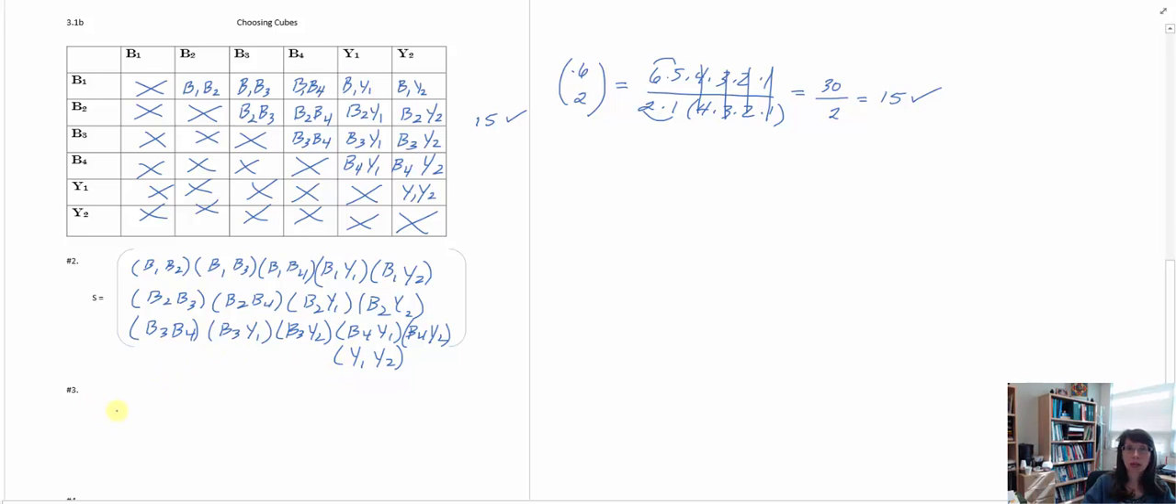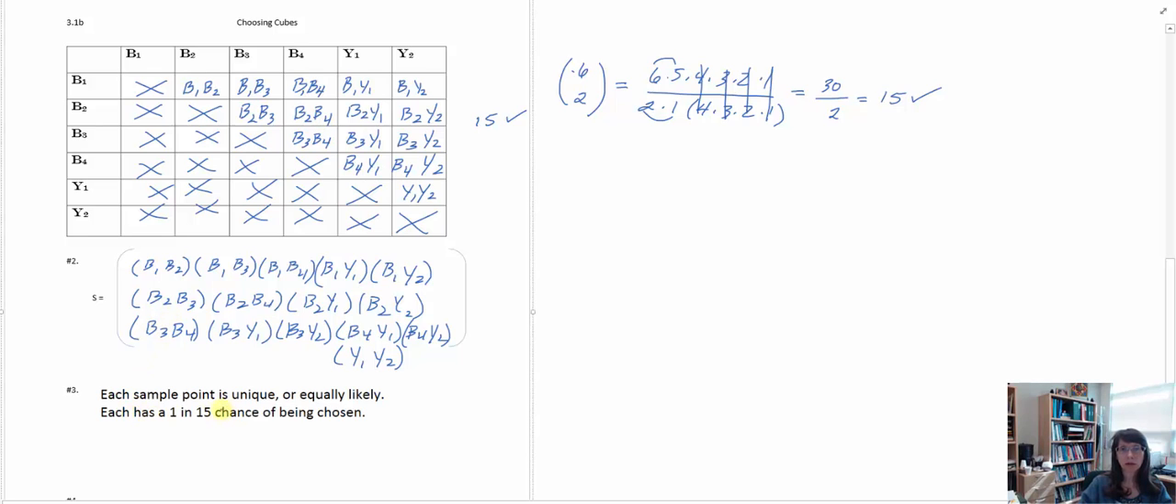For number 3, we're going to assign probabilities to each sample point. Looking at the sample points we just wrote, none of them are duplicating. They're all unique. So they will be assigned exactly the same probability. Since each sample point is unique or equally likely, there's a 1 in 15 chance of being chosen. So a 1 in 15 chance means 1 divided by 15, which is 0.06 repeating, or about 0.06.